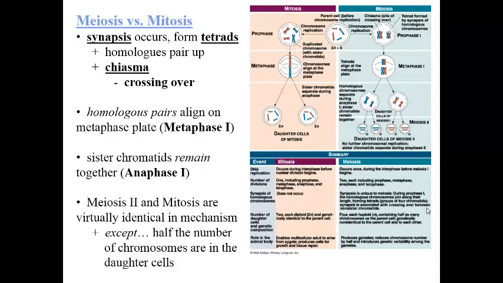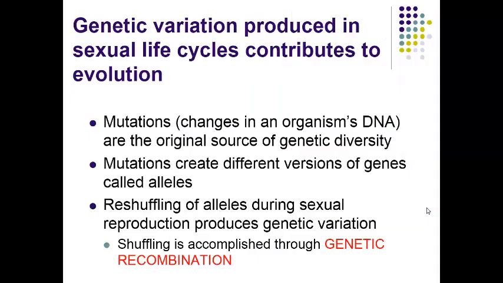It's only going to occur in one part of the body, either the male testes or the female ovaries, and lead to the production of gametes. So how is this genetic variation created? The original source of genetic variation are mutations. Mutations are random changes that take place in the genetic code due to mistakes during DNA replication. Mutations are important sources of variation because mutations lead to the creation of new alleles, different versions of genes.